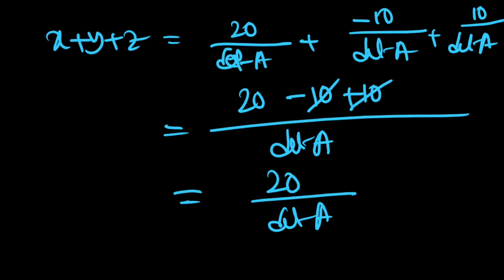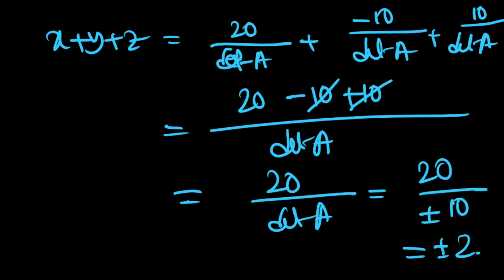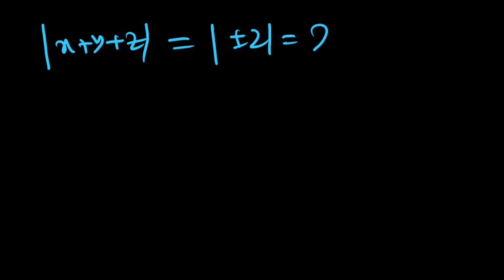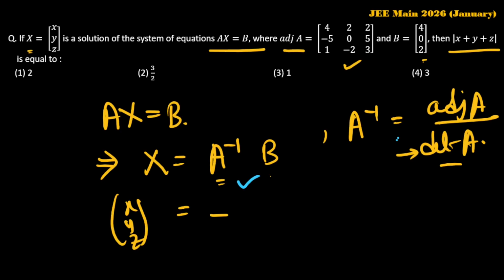Now we put the value of the determinant of A, that is 20 over plus or minus 10, which is plus or minus 2. The question asks for the value of the modulus of x plus y plus z. So that value, plus or minus 2, gives a modulus of 2. So we got the answer: the modulus value of x plus y plus z is 2. If you see the options, the first option is the correct answer.